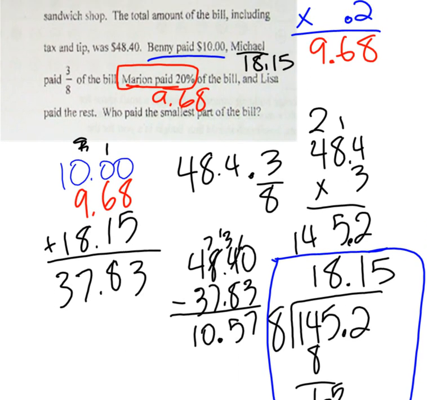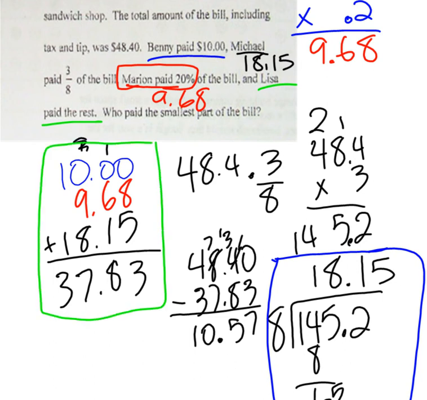Okay? Then it said Lisa paid the rest. So we need to figure out how much the first 3 people paid. So we add up their totals. And then we take that away from the total bill. And so Lisa paid $10.57. So then, looking at those 4 amounts, who paid the least? Marion.